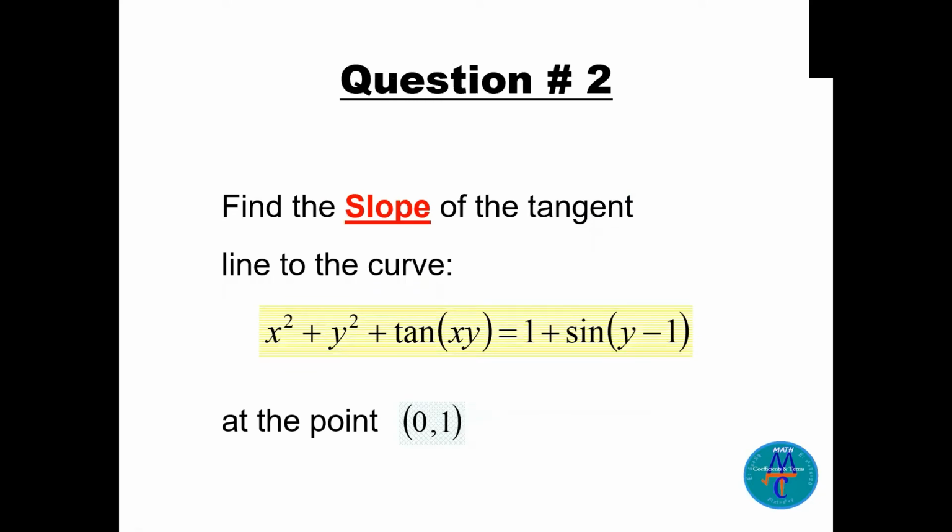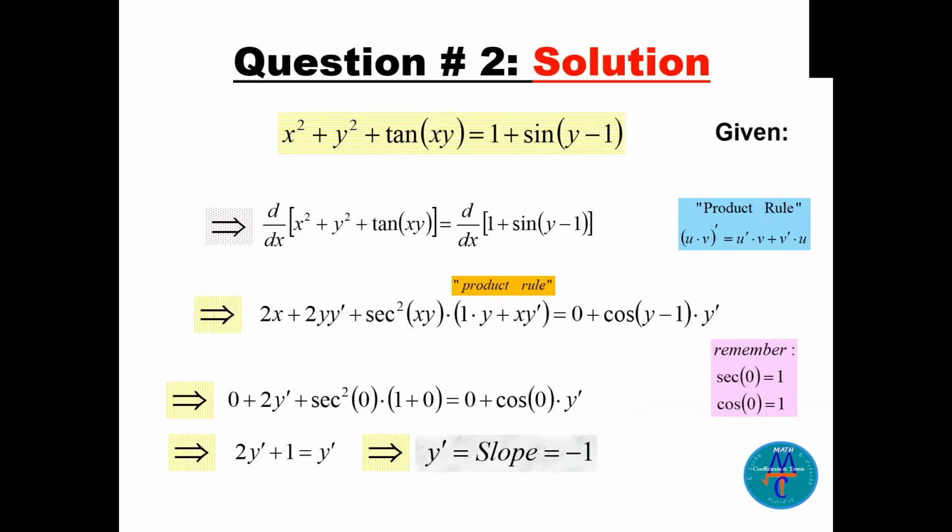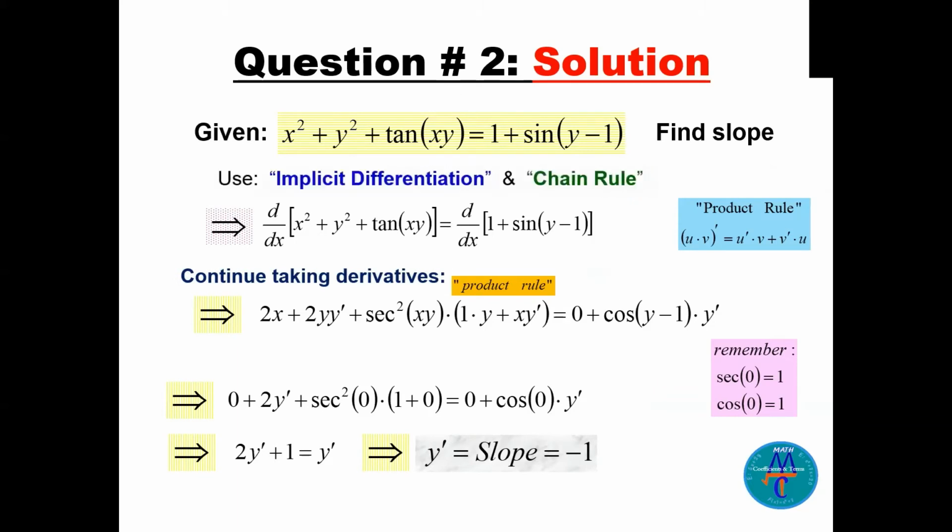Question number 2, find the slope of the tangent line to the curve x squared plus y squared plus tan of xy equals 1 plus sine of y minus 1 at the point (0, 1). Also, we have to find the slope, which is dy over dx or y prime. So let's find the derivative on both sides using implicit differentiation and chain rule.